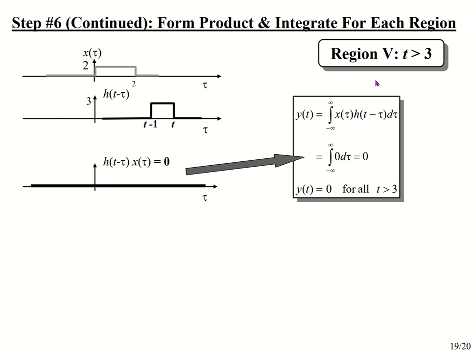And the final step is when t is greater than 3. This is the situation when there will be no overlap between x and h. In that case, you are going to get the value of y as 0 always.